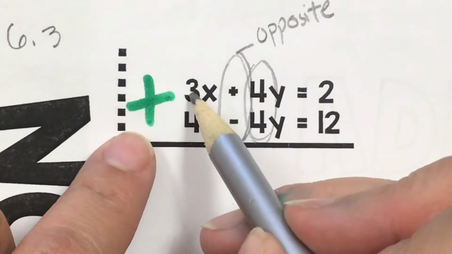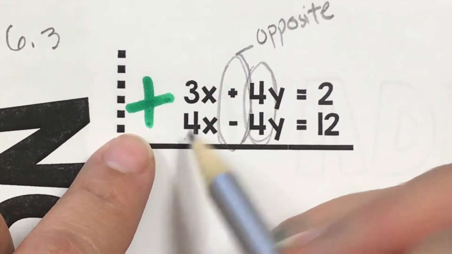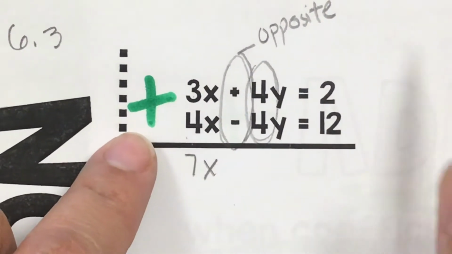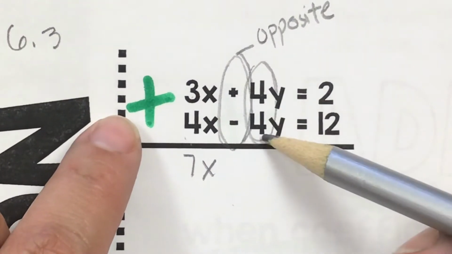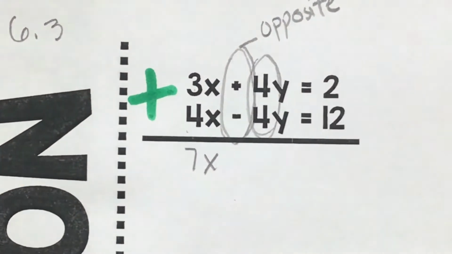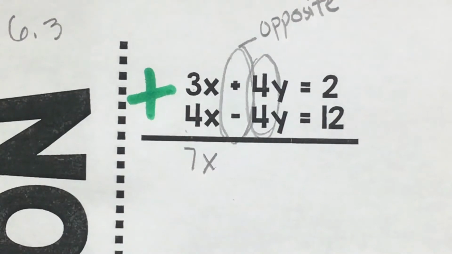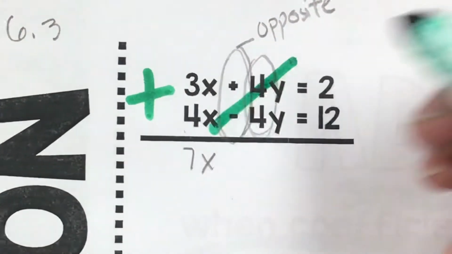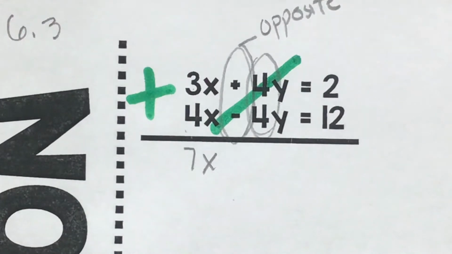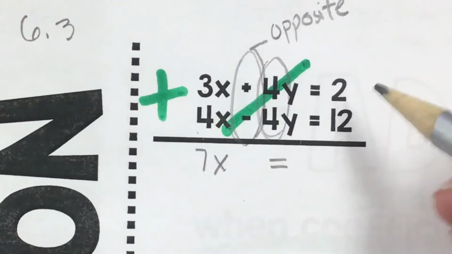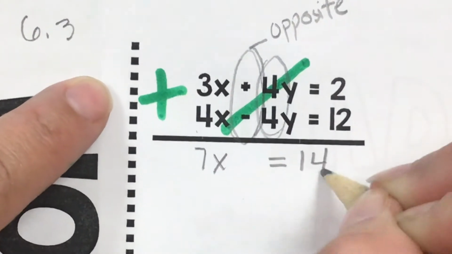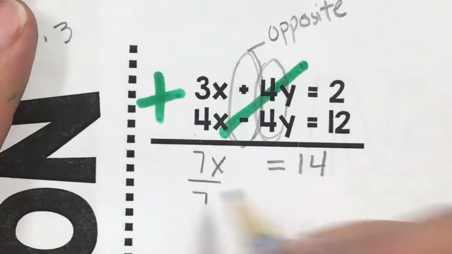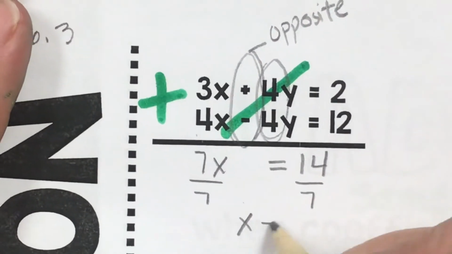So we're going to look at 3 plus 4, which gives you 7x. And 4 plus a negative 4 is 0. That's why we call this elimination. We just eliminated the y variable because it's 0. And that equals 2 plus 12, 14. We're going to divide both sides by 7 to solve for the value of x. x is equal to 2.